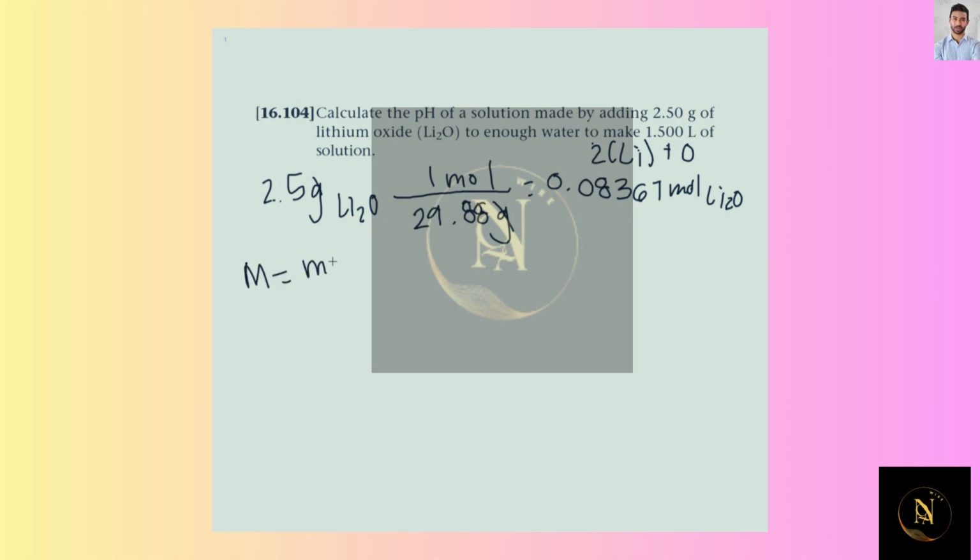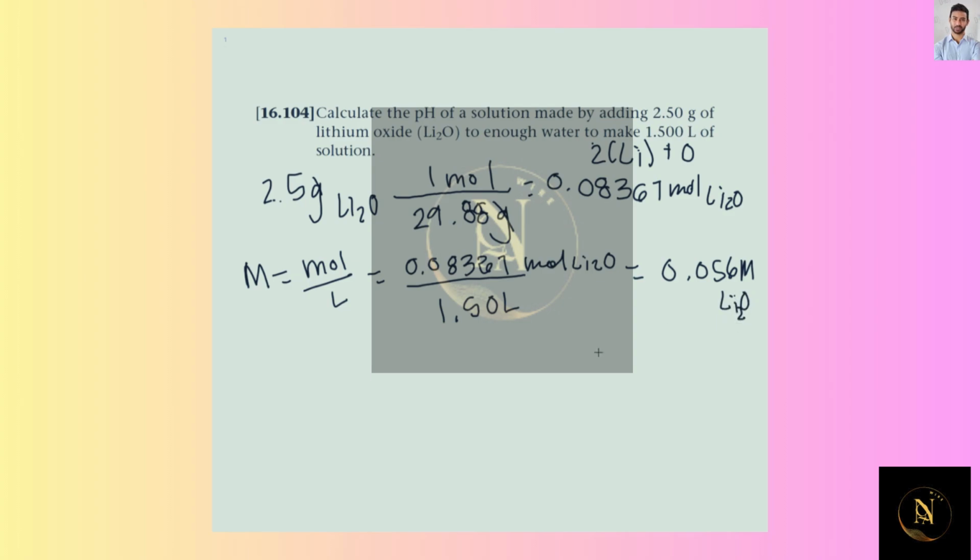Molarity is equal to moles over liters. Here we have the moles that we just calculated, and we're going to divide that by our total volume that they asked us to use. And so when we do that, we get 0.056 molar of Li2O.